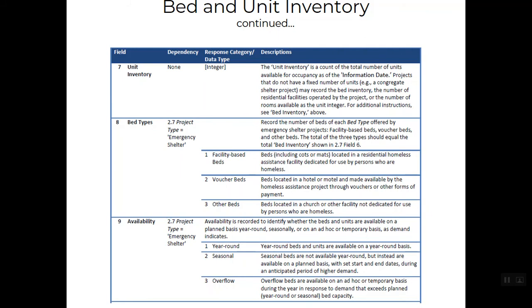So, unit inventory. Unit inventory can sometimes be a little confusing. For programs that serve single adults, your typical large-scale emergency shelters, your bed inventory and your unit inventory should match. Where they don't match is more typically on the family side of things. Think about it as you have a building with 5 rooms, and in each of those rooms there are 3 beds. So your unit inventory would be 5 for those 5 rooms, but your bed inventory would be 15, the 3 beds in each of those 5 rooms.